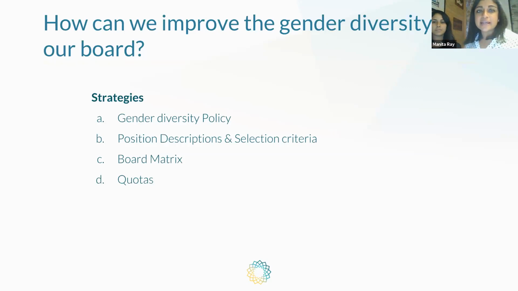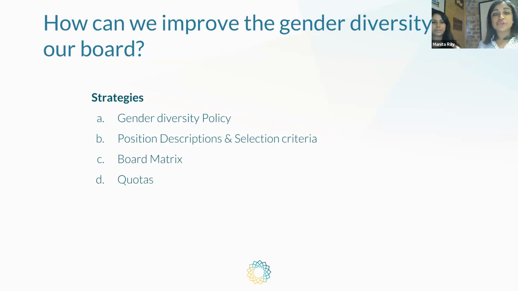The second thing we touched on a little bit is the position description and selection criteria. And this looks at the exact board members that you need. We are doing this right now, and I'm going to interchange this with the board matrix, which is the third one to consider. So this is looking at the kind of people you need around you to deliver on the work that you really want to do.